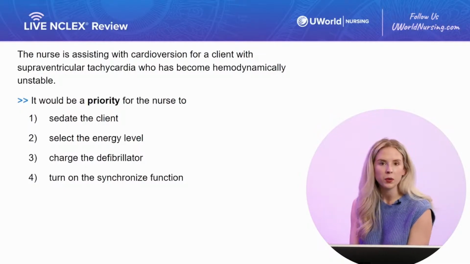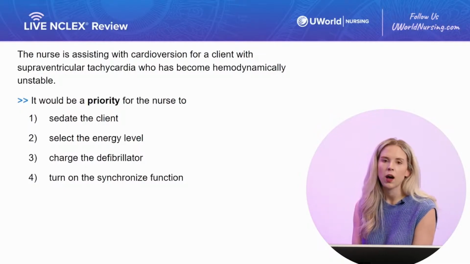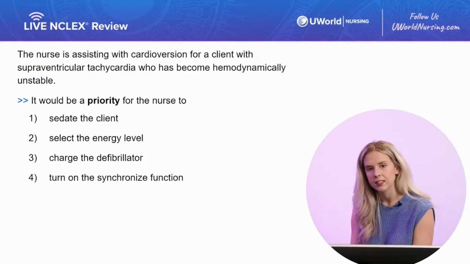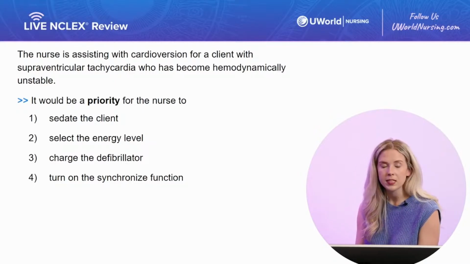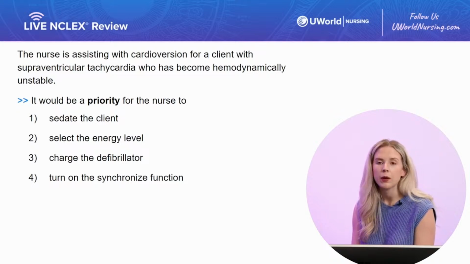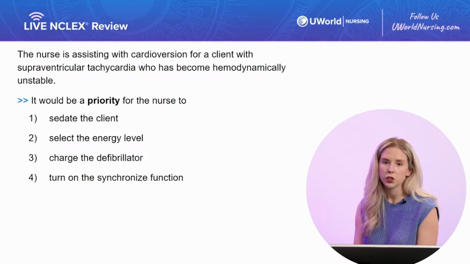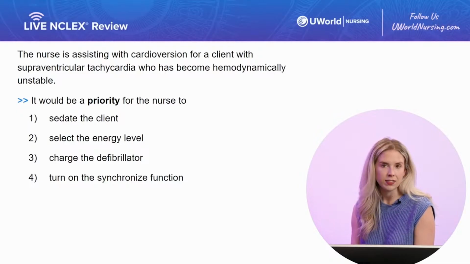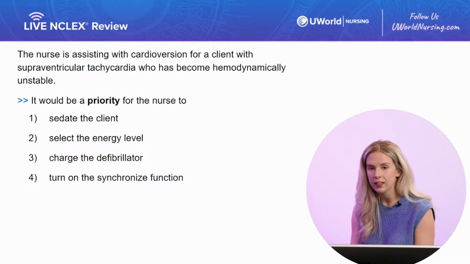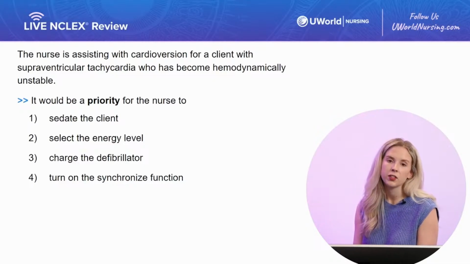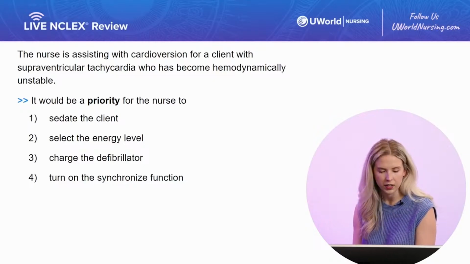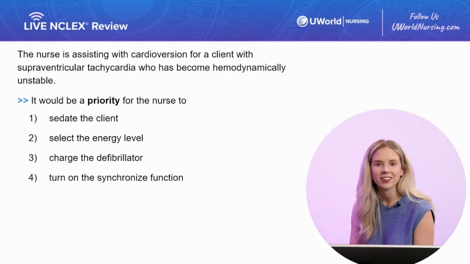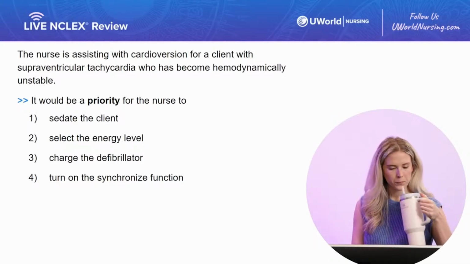So question number 1, the nurse is assisting with cardioversion for a client with supraventricular tachycardia who has become hemodynamically unstable. It would be a priority for the nurse to, option 1 is sedate the client, 2 is select the energy level, 3 is charge the defibrillator, and 4 is turn on the synchronize function. Drop those answers in the chat. Let us know what you all are thinking.